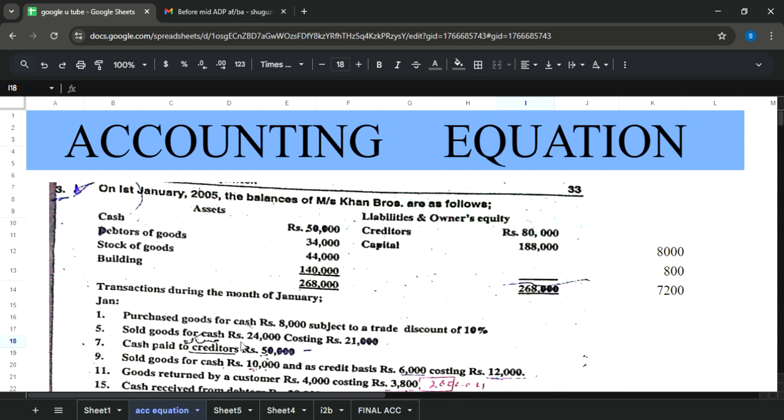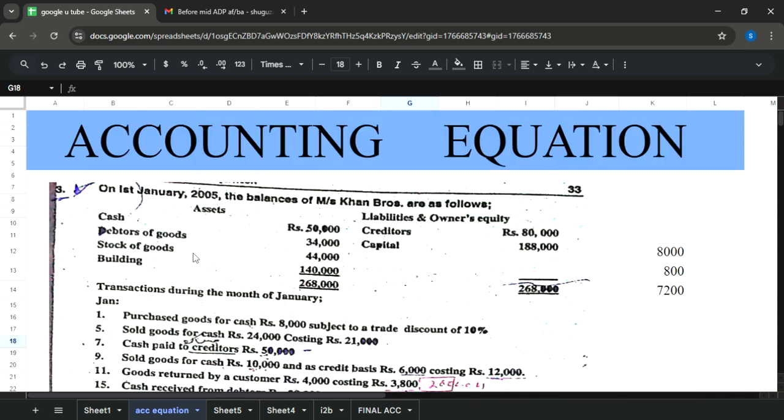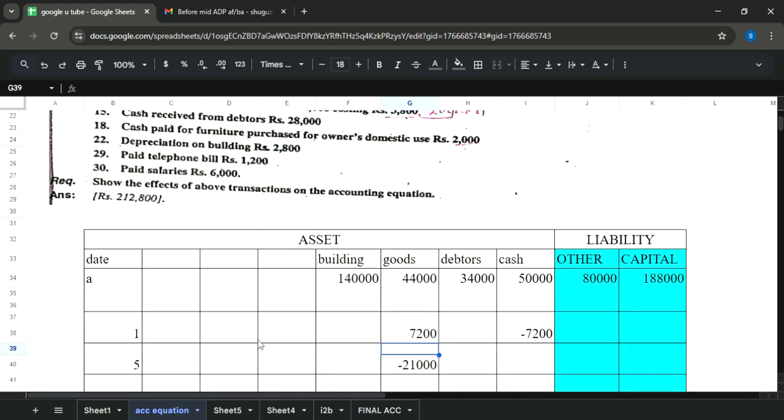Sold goods for cash 24,000, costing 21,000. Please note it down. Goods are going out. How much? 21,000 worth of goods are going out. And since you are selling these commodities for cash, cash is coming in, 24,000. So you will come over here, plus 24,000. Now you will judge that commodities worth cost 21,000, you have sold for 24,000.